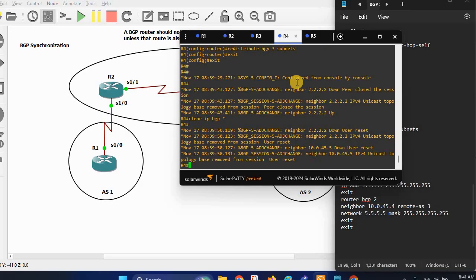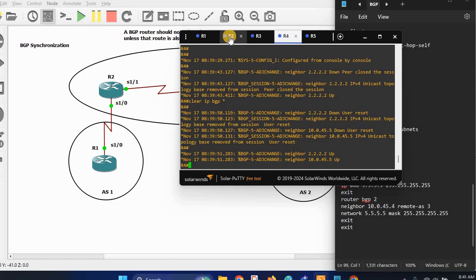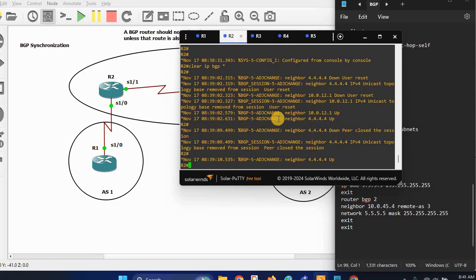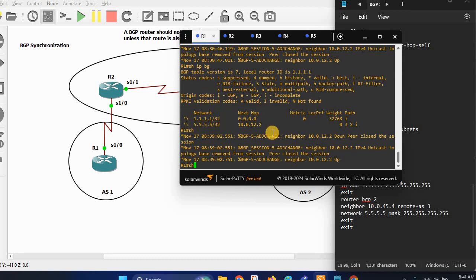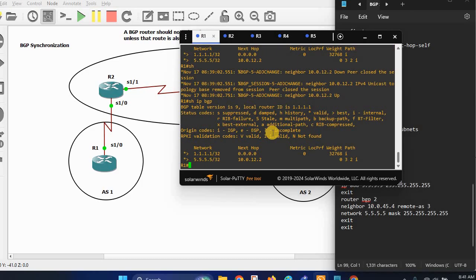Okay, we do the clear session. Now we'll see the output in R1 and R2. So show IP BGP. Okay, you receive the update. Now see in R5 and R1. So show IP BGP. See, now it receives the 5 network.